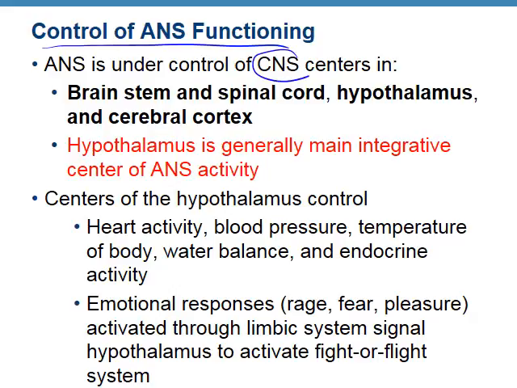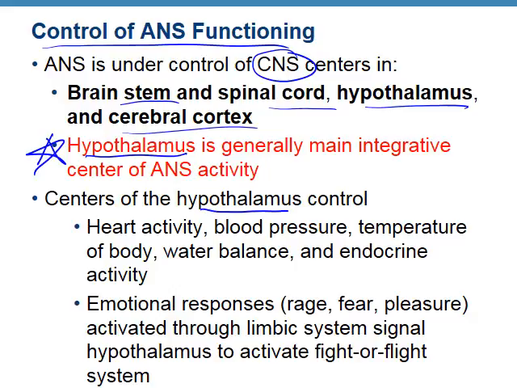Where does this happen? It's controlled by your central nervous system. So your brainstem, your spinal cord, hypothalamus, cerebral cortex. Specifically, usually we talk about the hypothalamus as the main integrative part or center of the autonomic nervous system. So your hypothalamus is going to control heart activity, blood pressure, temperature, water balance, endocrine, so think of hormone activity, and emotional response through the limbic system, right, to activate this fight or flight.